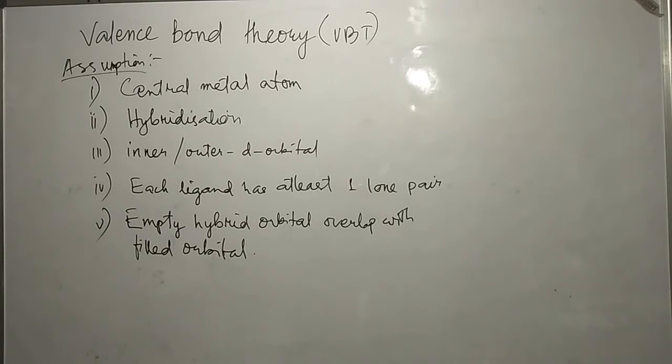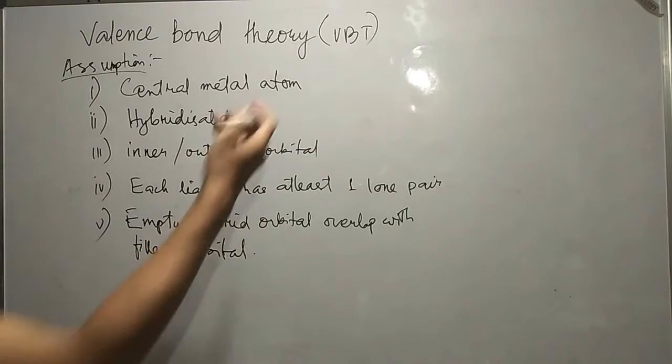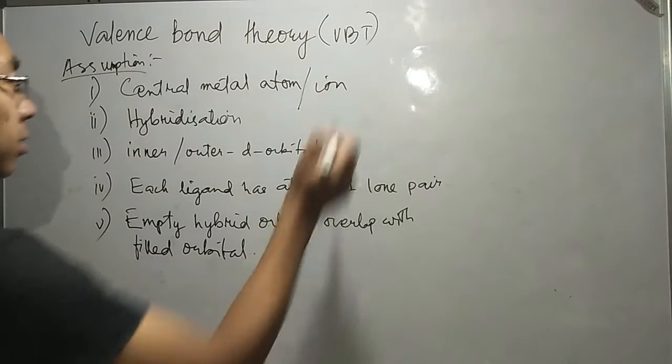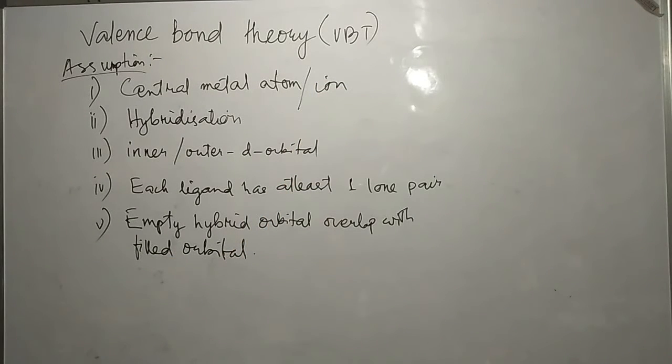Moving on to the assumptions, the first one is the center metal atom. The center metal atom or ion of the complex makes available a number of empty orbitals for the ligands to form coordination bonds with the center metal atom. Here, suitable ligands form coordination bonds with the center metal atom, and the number of empty orbitals is equal to the coordination number of the central metal atom.